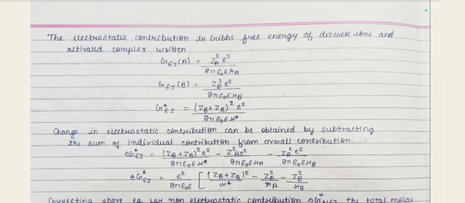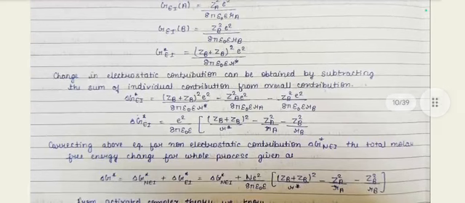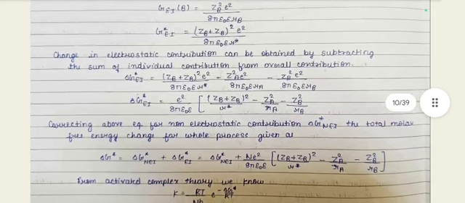The change in electrostatic contribution can be obtained by subtracting the sum of the individual contributions from the overall contribution. Delta G star EI equals (ZA plus ZB) squared e squared by 8 pi epsilon naught epsilon r star, minus ZA squared e squared by 8 pi epsilon naught epsilon rA, minus ZB squared e squared by 8 pi epsilon naught epsilon rB. So delta G star EI equals e squared by 8 pi epsilon naught epsilon into (ZA plus ZB) squared by r star minus ZA squared by rA minus ZB squared by rB.